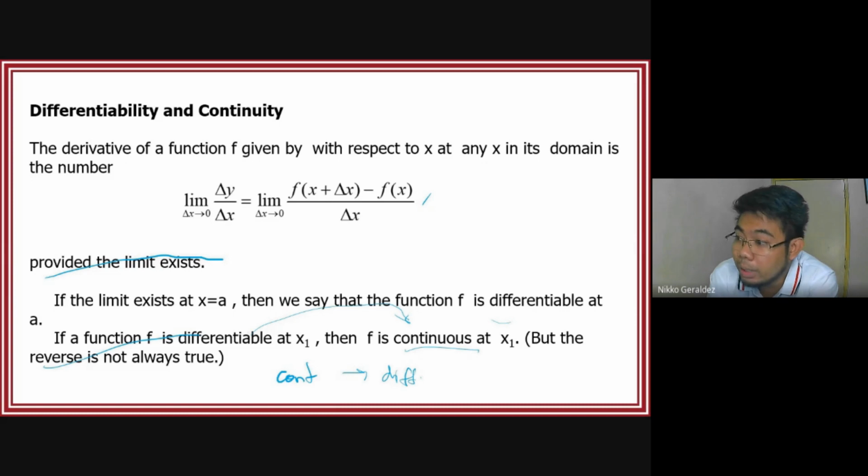So not in all cases. We have a continuous function at a specific value of x, but it is not differentiable at that value of x. So remember that. Our conclusion here: all differentiable functions are continuous functions, but not all continuous functions are differentiable functions. So remember that. If a function is differentiable, it is continuous. If it is continuous, not all continuous functions are differentiable.